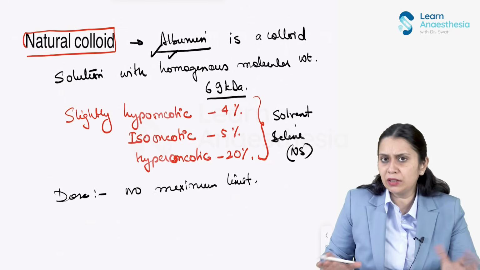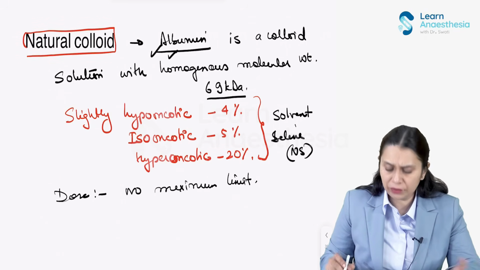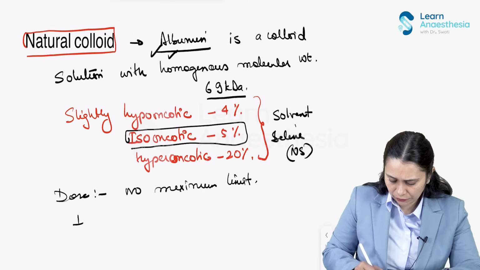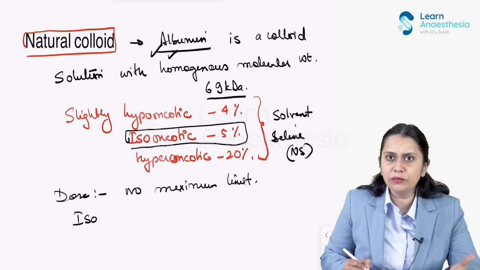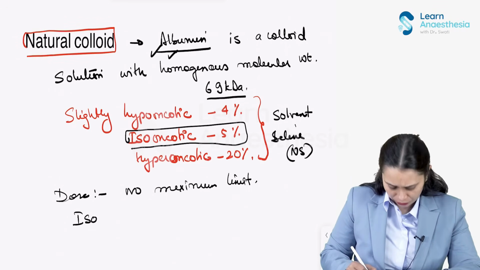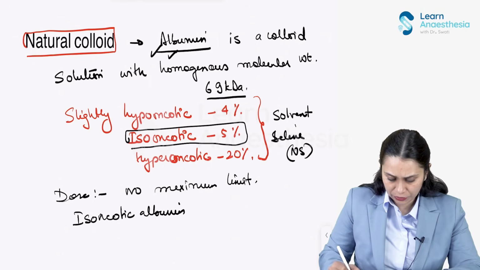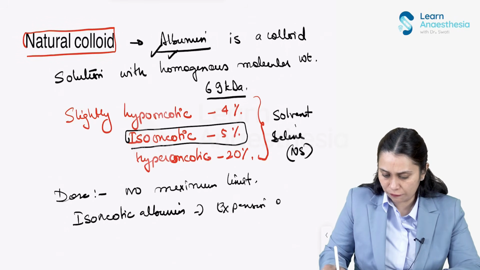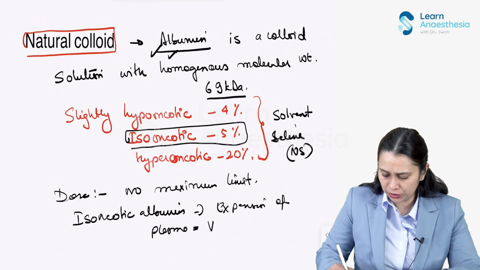Now isooncotic albumin, what does it do? It results in plasma expansion equal to the volume which we have infused. So if I am using isooncotic albumin, it will produce the same amount of plasma volume expansion as the volume we have given.